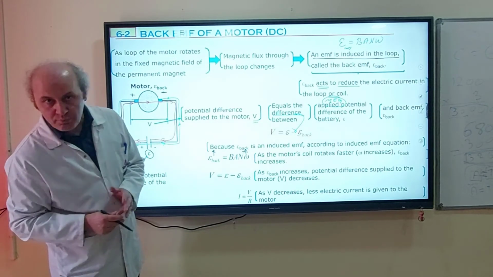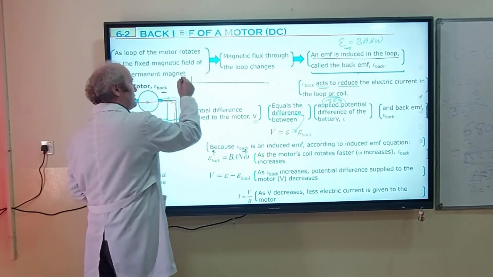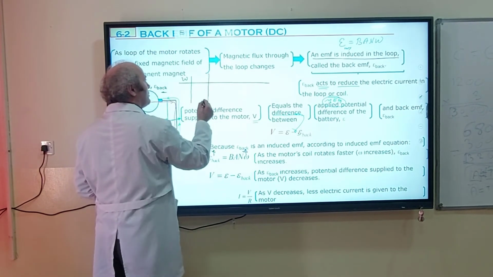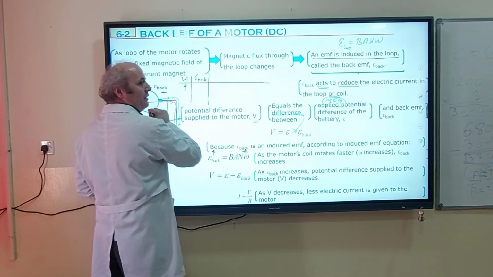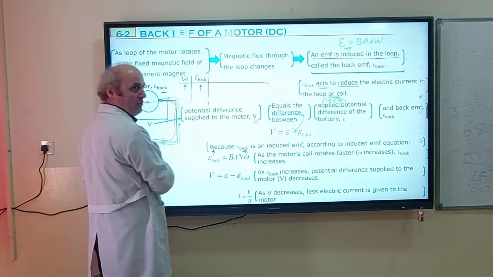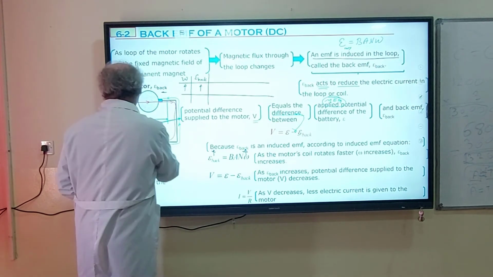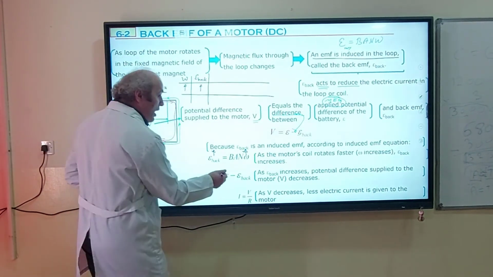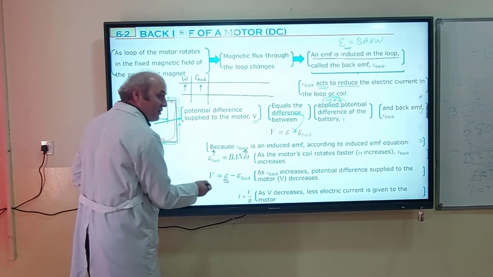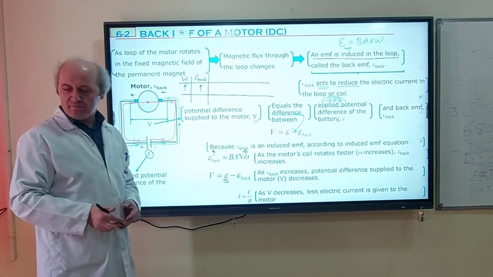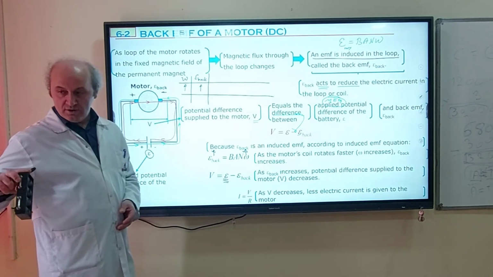They are directly proportional. Now I will make a table. In this table, there will be 4 quantities. One of them is omega. The other one is E back. As omega increases, E back also increases. What if it decreases? If omega decreases, E back will decrease. What about the potential difference supplied to the motor, V? The battery's EMF is constant. Every battery has a fixed EMF. For example, these batteries are 1.5 volt. They don't change. These are fixed.